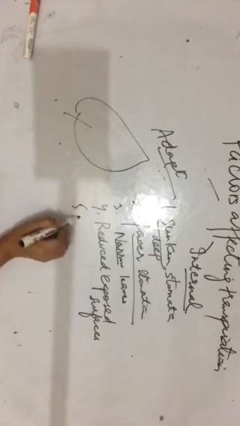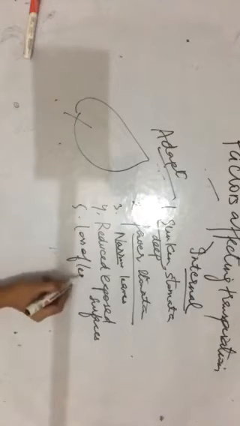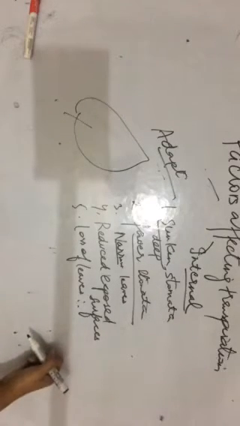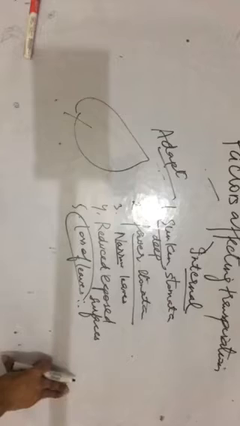Factor number 5 is loss of leaves, as in the case of cactus. Cactus doesn't have leaves, so if the plant doesn't want transpiration, the main thing it can do is complete loss of leaves. Leaves will not be there, stomata will not be there. However, they need carbon dioxide, so they opt for some other methods of taking in carbon dioxide, but loss of leaves means there will be no transpiration.